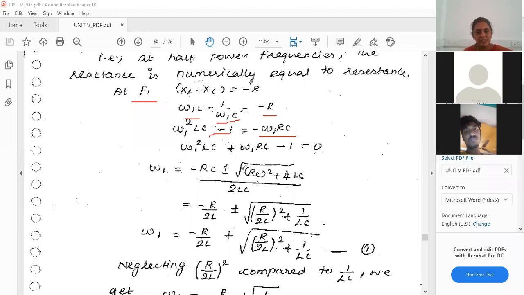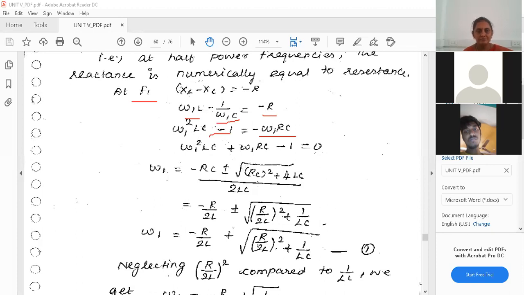Or this is going to be a quadratic equation. So I will apply the formula, minus b plus or minus square root of b square minus 4ac, by 2a, and find out the roots. So by finding out the roots, we can write it as minus R by 2L plus or minus square root of (R by 2L) the whole square plus 1 by LC. Okay, so this is the value for omega 1.